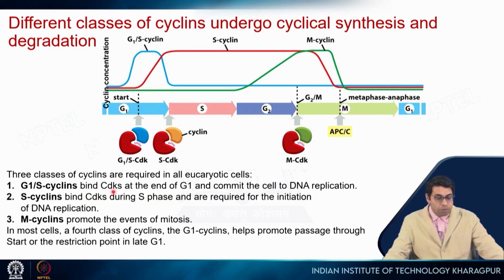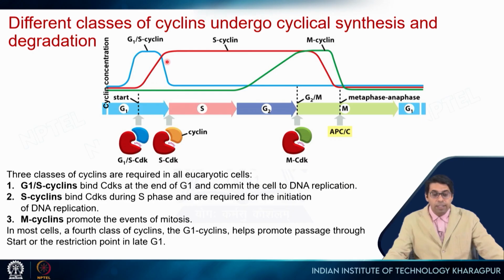So, it binds to the CDKs or the cyclin dependent kinases at the end of the G1 phase and commits the cell to DNA replication. So, this cyclin is produced, it will trigger the cell to go from G1 to the S phase, and then it gets degraded, right.